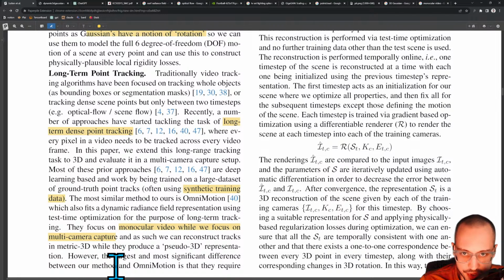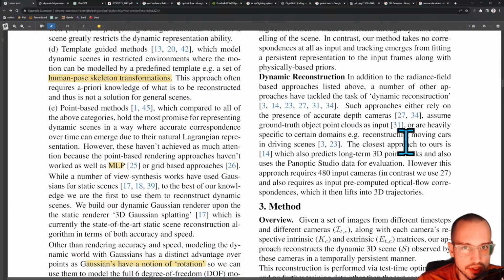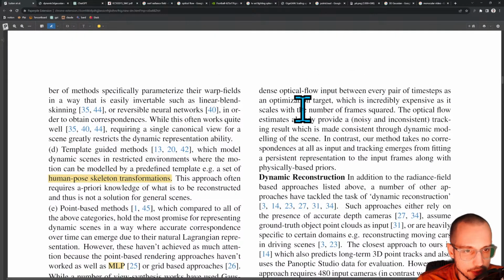However, the largest and most significant difference between our method and OmniMotion is that they require dense optical flow input between every pair of time steps as optimization target, which is incredibly expensive as it scales with the number of frames squared. Okay, so if you have to calculate optical flow between every pair of time steps, it's going to be incredibly expensive. Our method takes no correspondences at all as input, and tracking emerges from fitting a persistent representation to the input frames along with physically based priors.